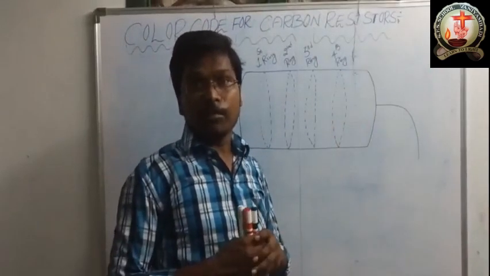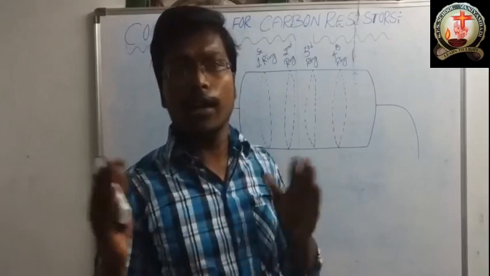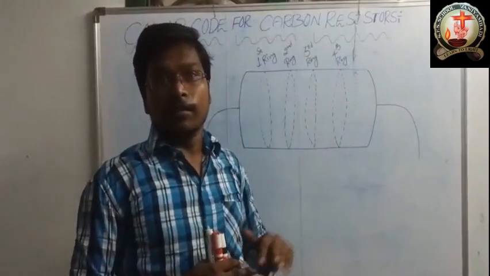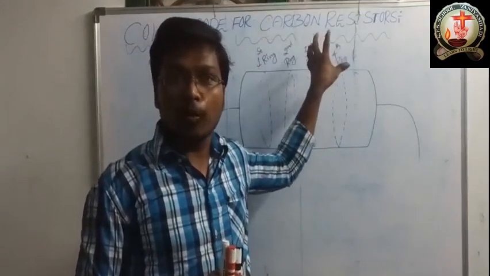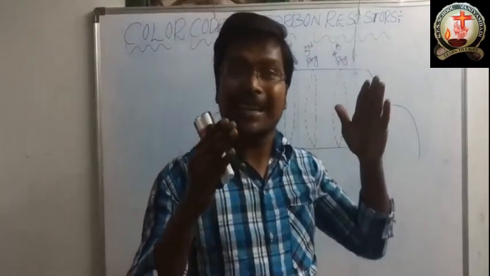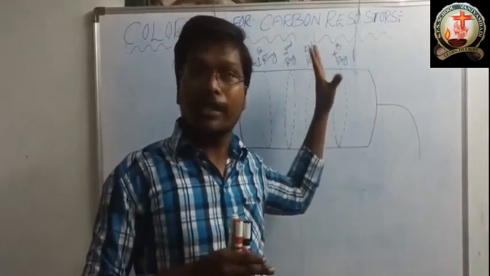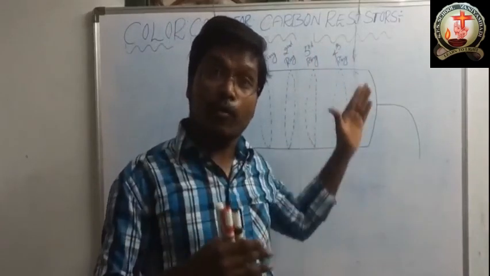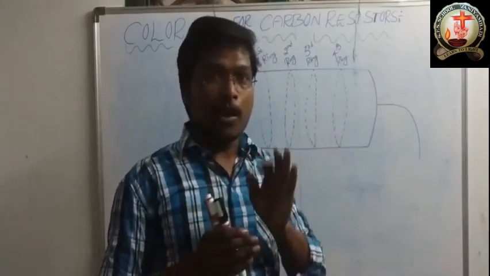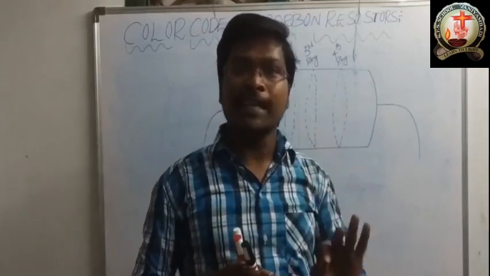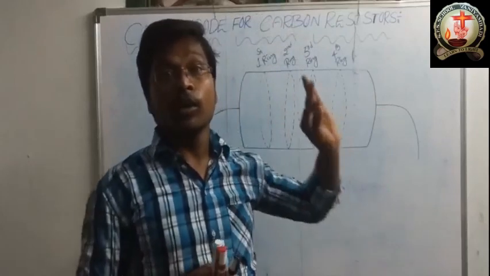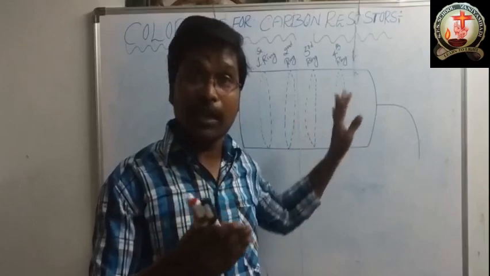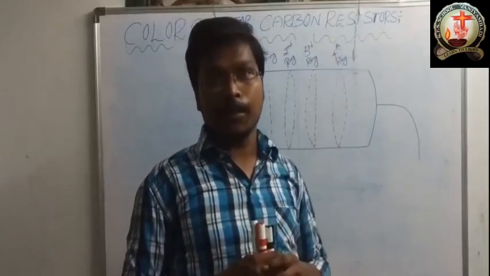Why are we using carbon resistors in all the electronic devices? Because the cost of carbon resistors is very less, and the size of carbon resistors is also very less. Cost is very less, size is very less. So in all the electronic devices we generally use these carbon resistors.